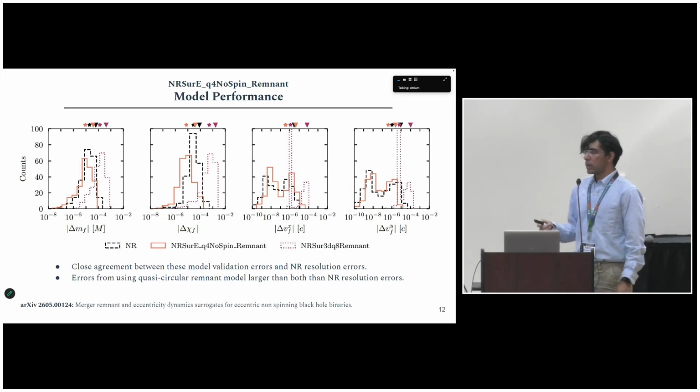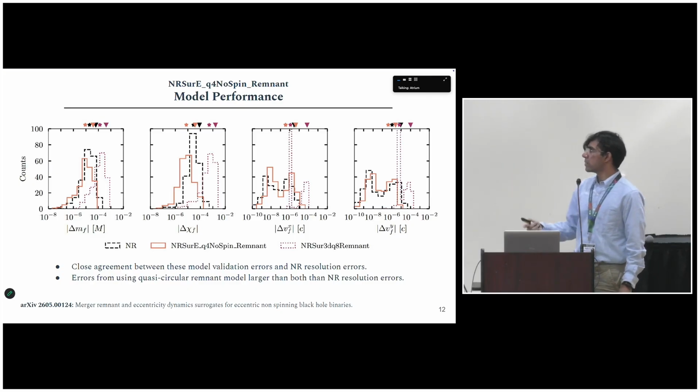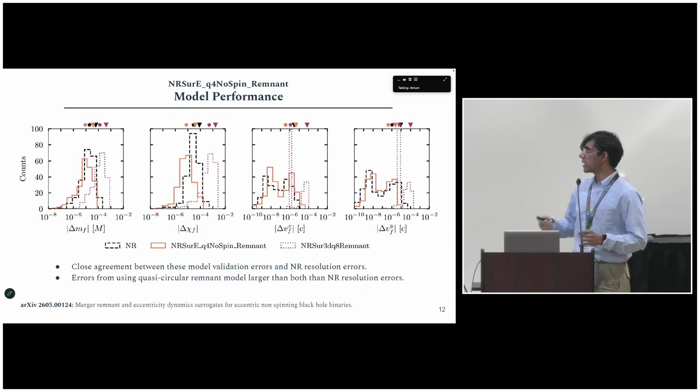So once the GPR fit is built, we again quantify performance by doing a 20-fold cross-validation study, and these errors are plotted in the orange histogram there. And we again compare with NR errors and find that our model is again as accurate as the underlying simulations themselves. We do an additional test here where we also compute the errors that are accrued by using a quasi-circular remnant model to approximate eccentric remnant quantities. And those errors are plotted in the purple dotted histogram, and that histogram lying to the right of either of the earlier two histograms indicates that it's probably not the best idea to ignore eccentric parameters while modeling such systems.